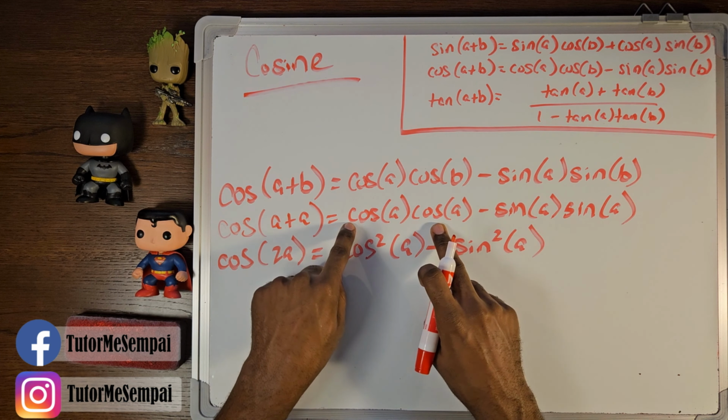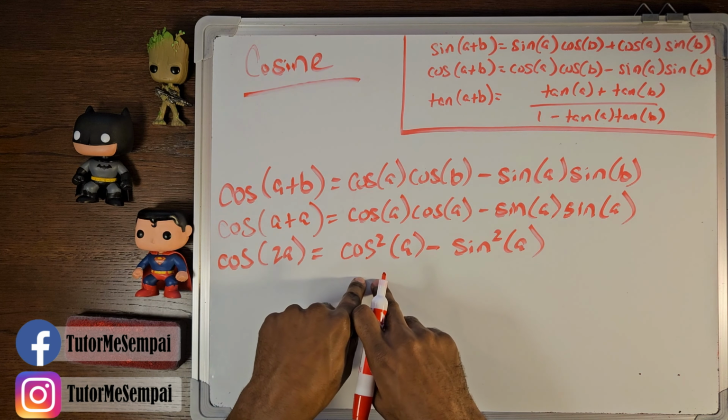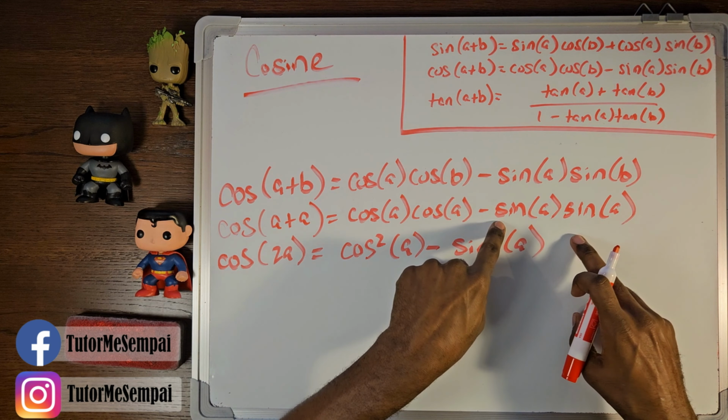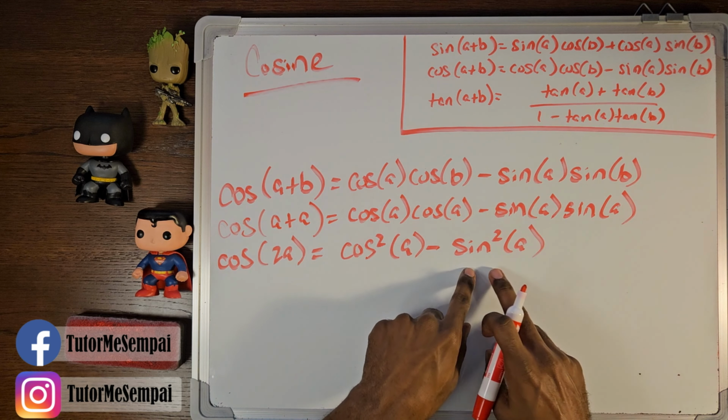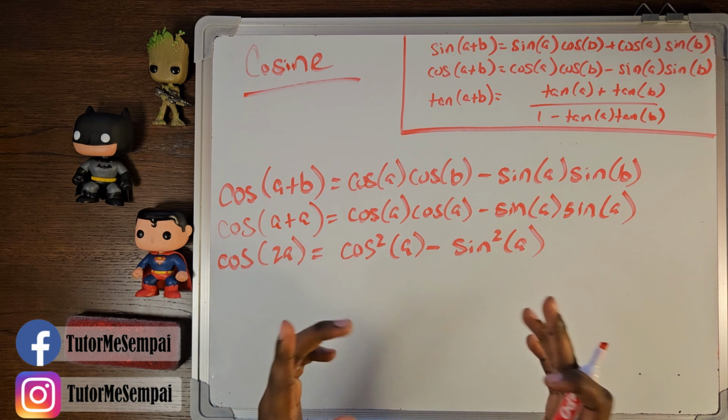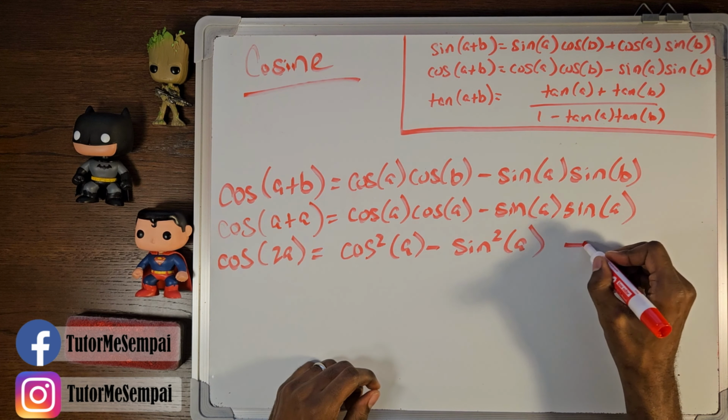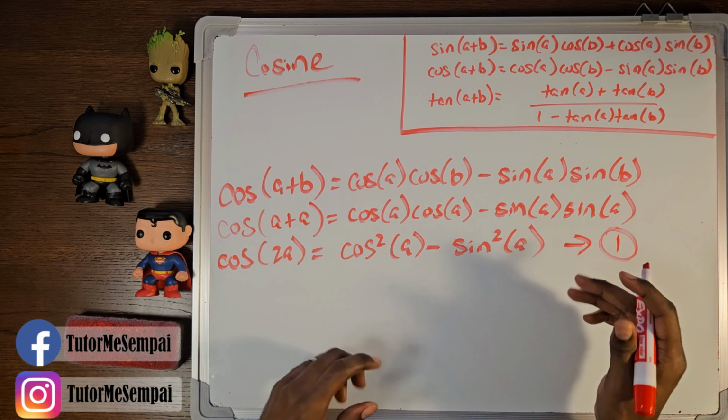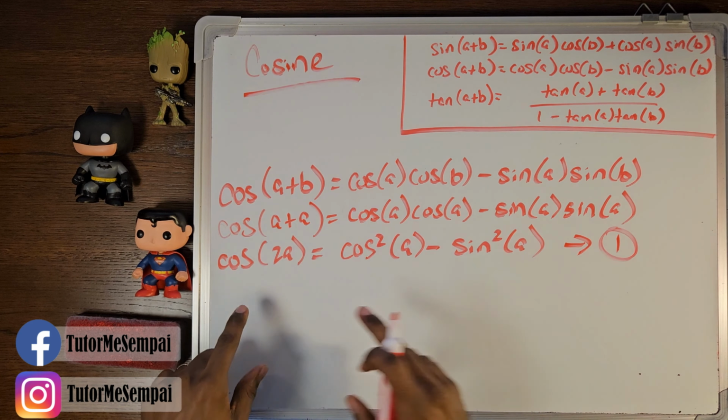we have cosine A times cosine A, which gives us a cosine squared A. We have a sine A times sine A, which gives us a sine squared A. And we're subtracting them just like this. This is going to be our first double angle identity for cosine.